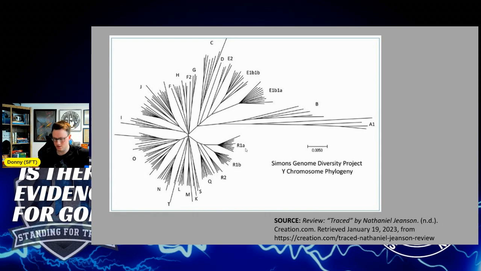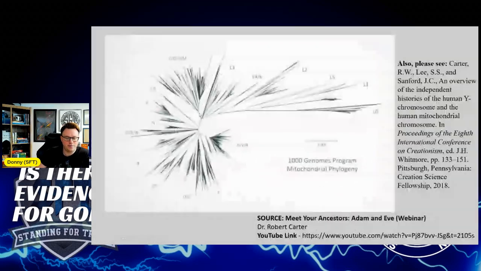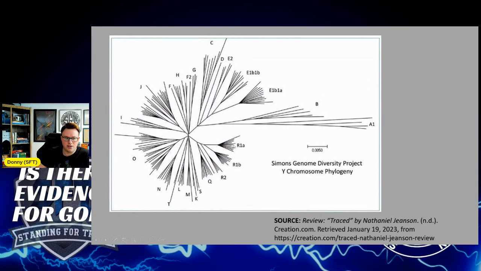Now, R1a we find in Pakistan and India, I'm sorry. And Q is Native Americans, which is right here. O is common in Japan, and in China. We've also got E1B1A, which comprises 95% of African men.